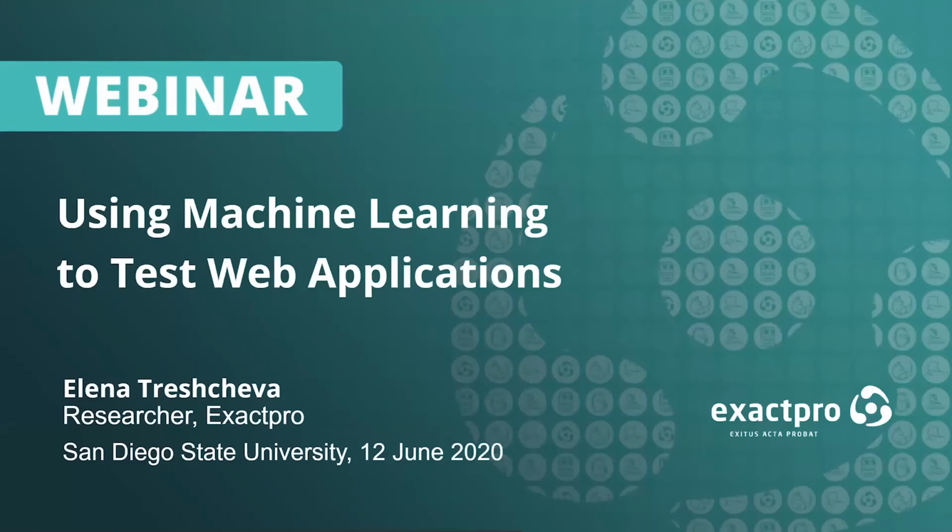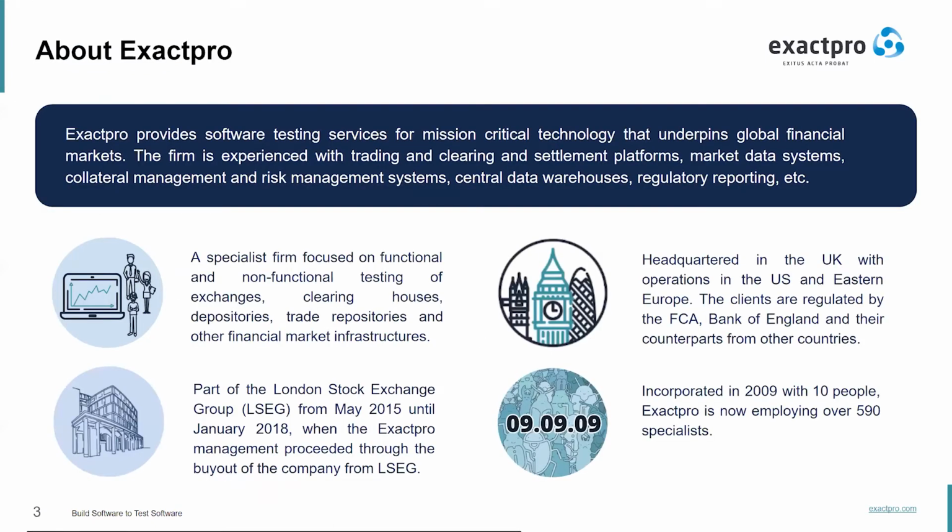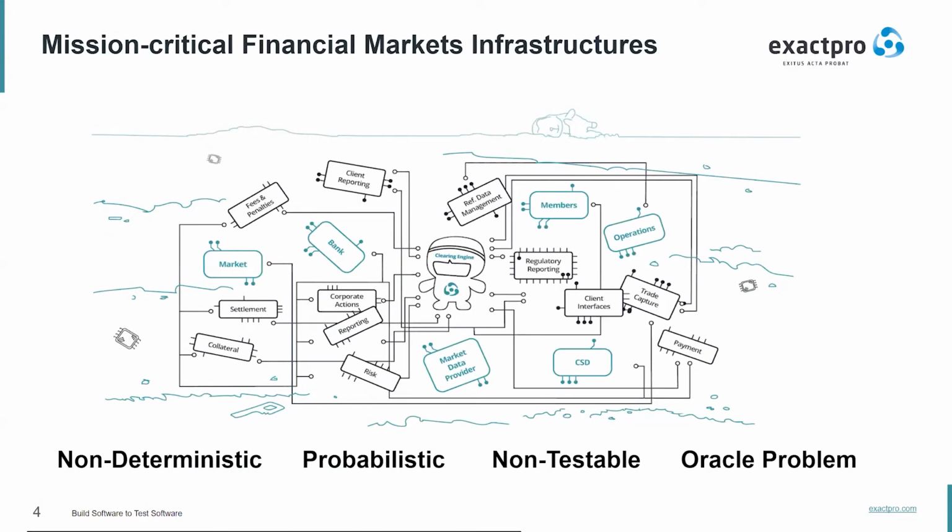So today we're talking about using machine learning to test web applications. And as Lana and Arseniy have already mentioned, Exactpro specializes in software testing for complex financial market infrastructures. Though in some of our projects, we do look at user interfaces and we create tools and methods to test them. This is not the main direction of our work, and our focus is mostly on complex distributed systems. The main work is performed at the back end.